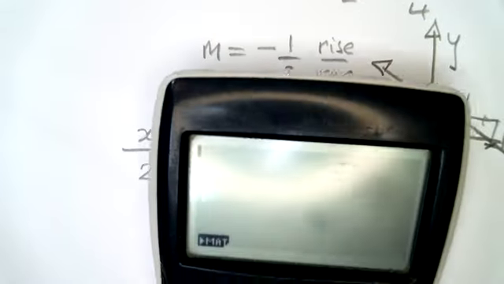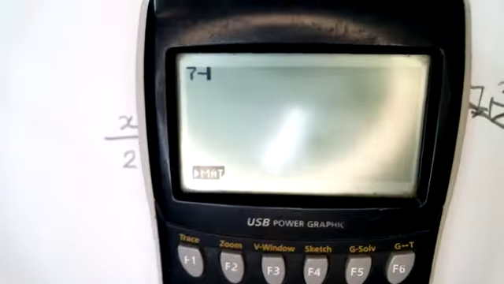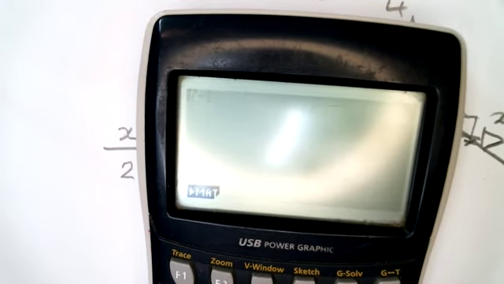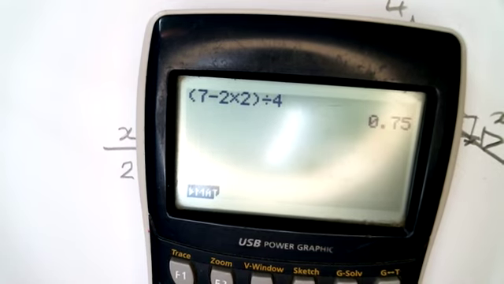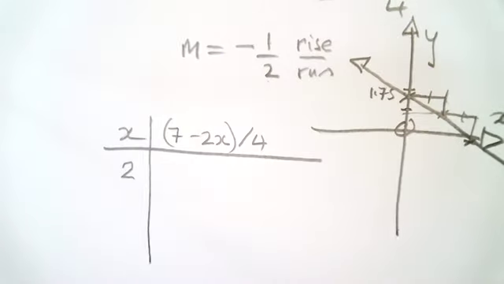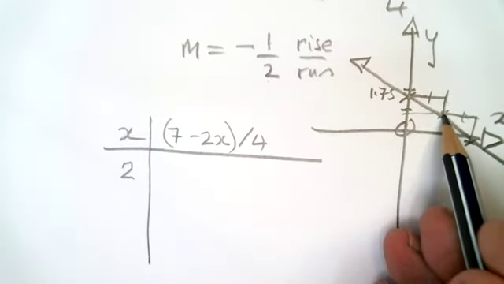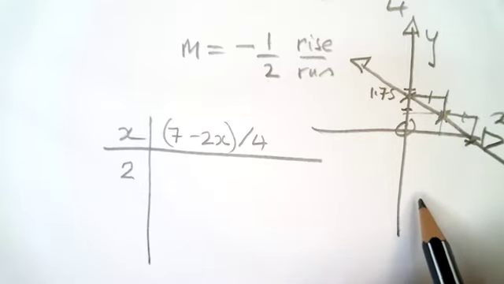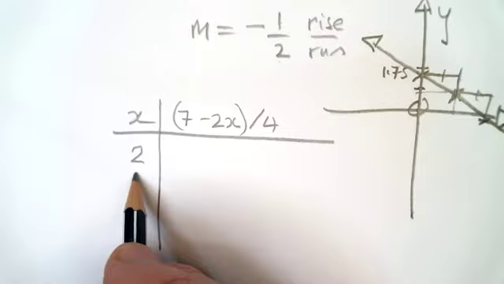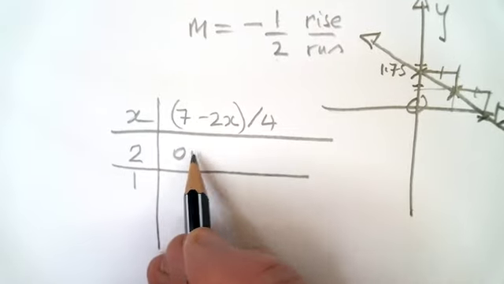Here we go. So you're going to go 7 minus, why is that not in focus? Thank you. Crikey. 7. So I'll put in brackets. 7 minus 2 times, well, x is 2. Close the brackets, divided by 4. And I get 0.75. So when x is 2, this is going to be 0.75. Yeah? What about if x was 1? Let's try x is 1.